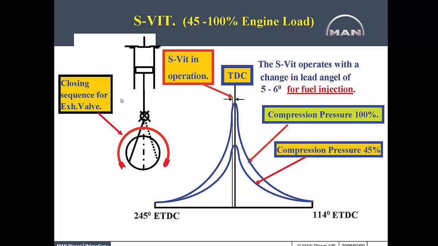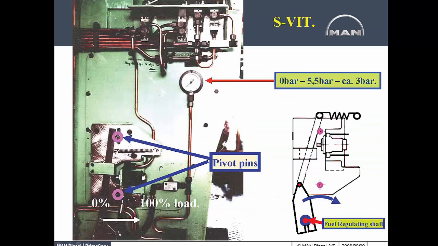All right. So your variable injection timing is going to change about 5 to 6 degrees. From 45% load to 85% load, you're going to advance your timing about 5 degrees, and then from 85 to 100%, you're going to retard your timing about 5 degrees.